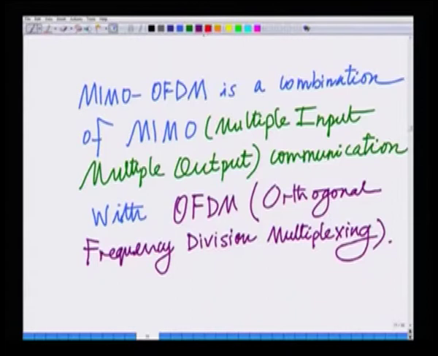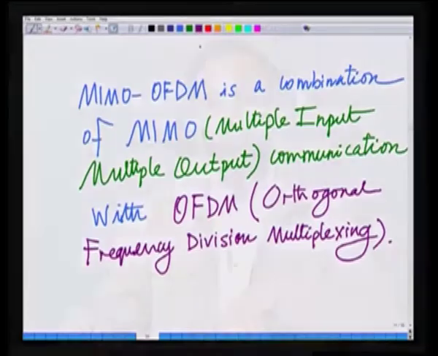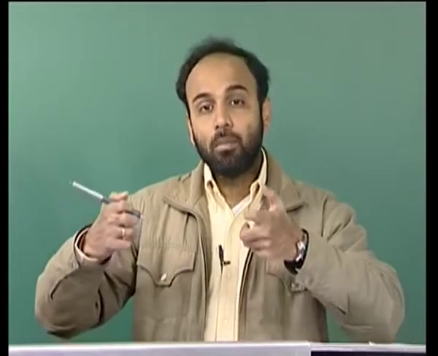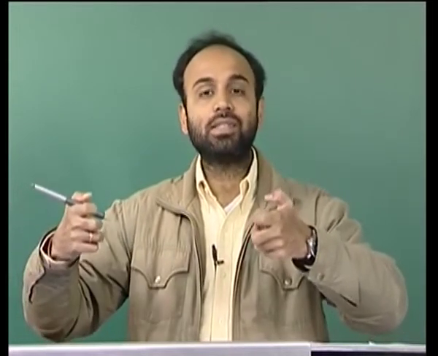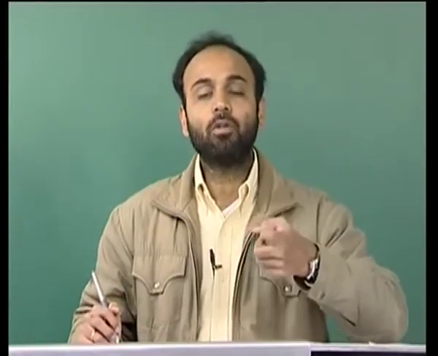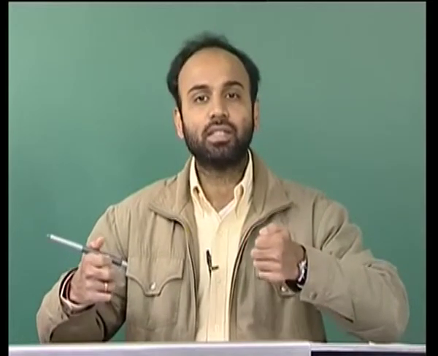Okay. And as we already said, OFDM converts a frequency selective channel into a set of parallel flat fading channels. MIMO-OFDM converts a MIMO frequency selective channel into a set of parallel flat fading MIMO channels. All right. So, in MIMO-OFDM, the time domain channel is a MIMO frequency selective channel, and MIMO-OFDM converts this into a set of parallel flat fading MIMO channels.